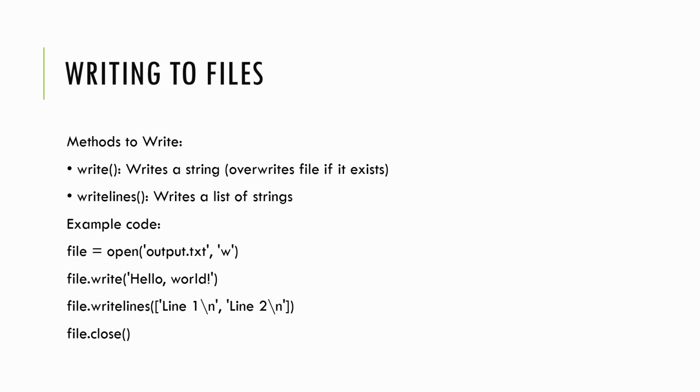When it comes to writing data to a file, you can use the write method, which writes a string to a file, overwriting the existing content. Alternatively, the writelines method allows you to write a list of strings to the file. In both cases, if the file does not exist, it will be created automatically. Be cautious as the write method will override any existing content in the file.